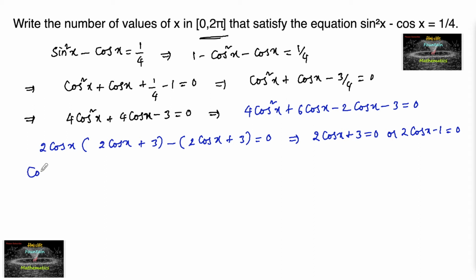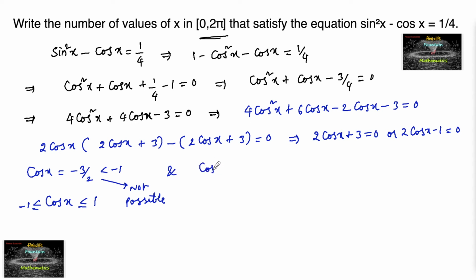So for the first one, cos x is equal to minus 3 by 2, which is less than minus 1 and is not possible, since cos x lies between minus 1 to plus 1. So cos x is equal to minus 3 by 2 is not possible. And for the other one we had, cos x is equal to 1 by 2.